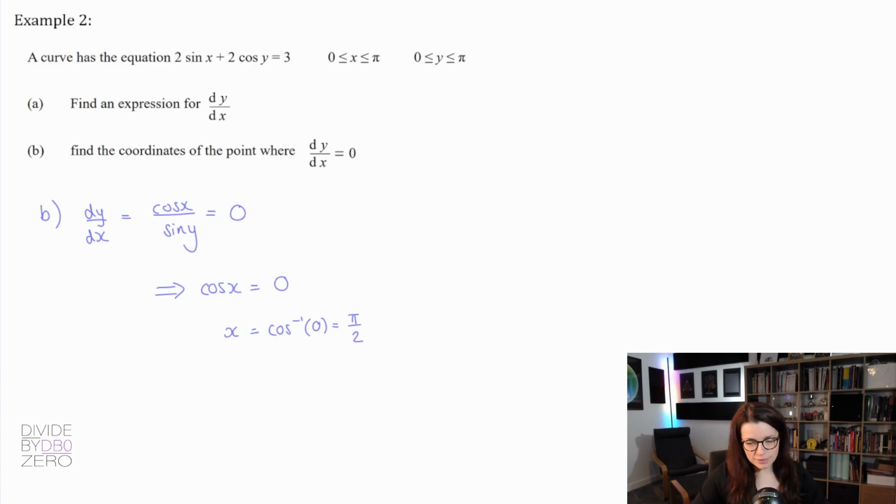Always worth drawing a little sketch whenever you're solving a trig equation. So if we sketch cos, 1, minus 1, 0, there's pi over 2. So that's the first positive angle where cos x equals 0. Here's pi, 3 pi over 2, and 2 pi. At the beginning of the question, they specified that x had to be between 0 and pi. So our answer of pi over 2 is good.